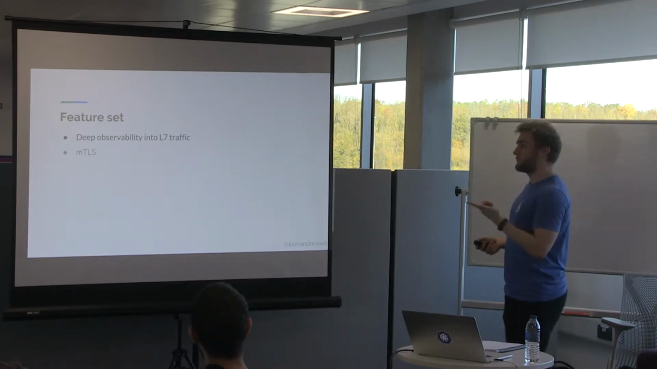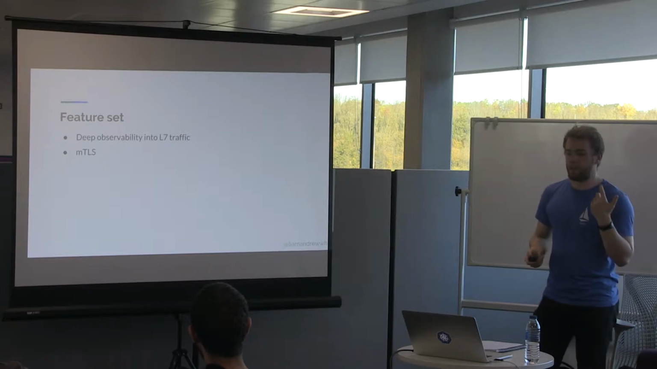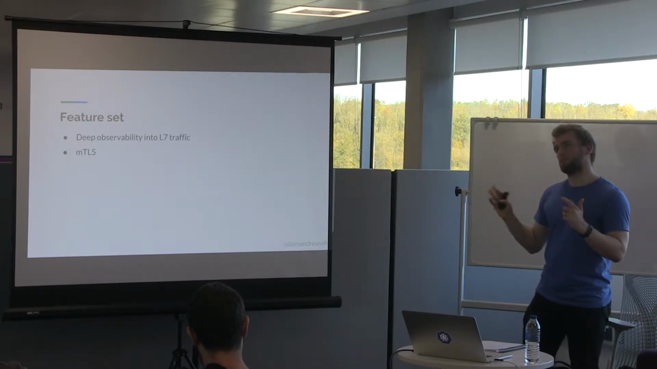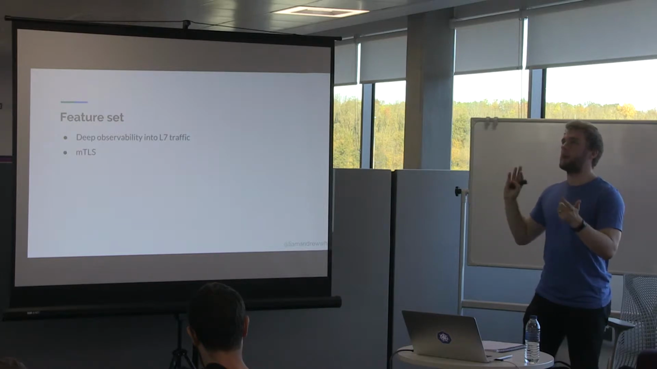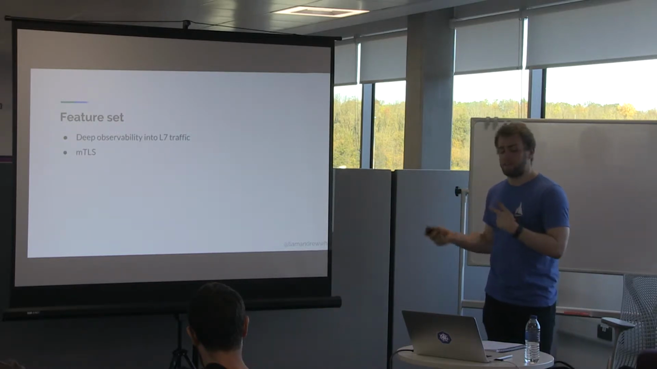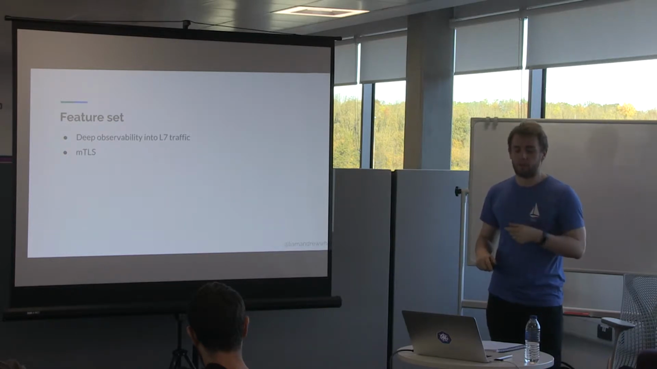It also has mutual TLS by default. I think you could probably get Nginx, I don't know if you can get it to do mutual. Yeah, maybe you can get Nginx to do it, but Envoy has mTLS, which is really easy to configure. It's just like one line in config.